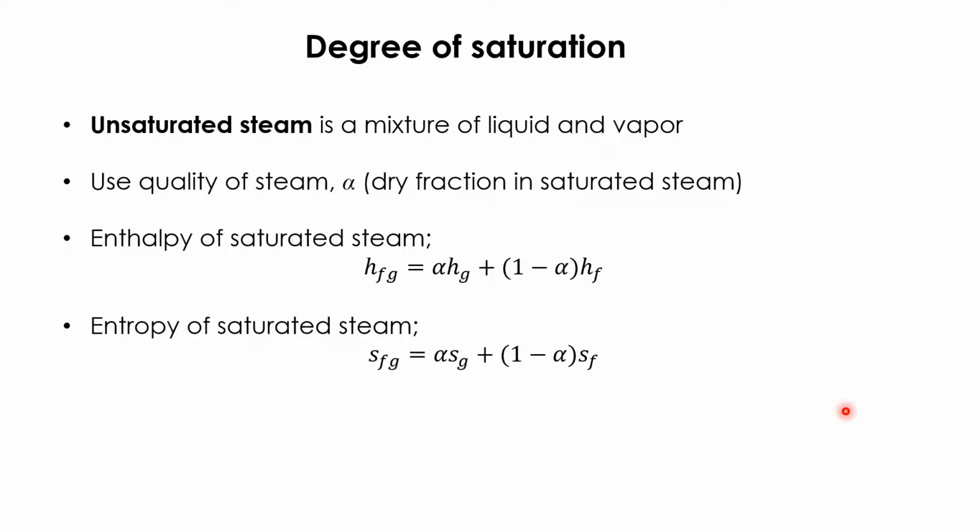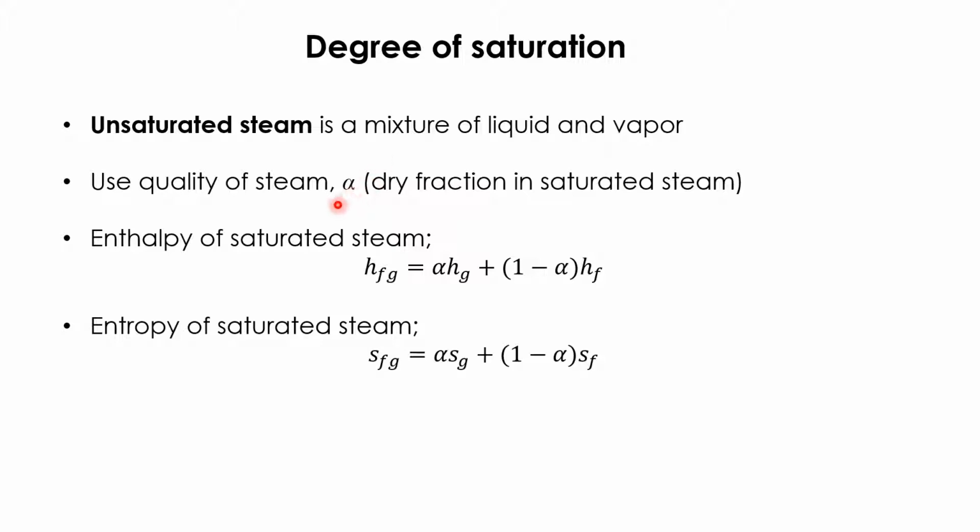In some cases, when we work with turbines, we don't always work with saturated steam or superheated steam. Sometimes the steam is in a mixture with liquid water. In that case, we call it unsaturated steam. To be able to quantify the fraction of the liquid and the fraction of the steam, we use the quality of the steam, in which 100% is when all of the fluid is actually steam.